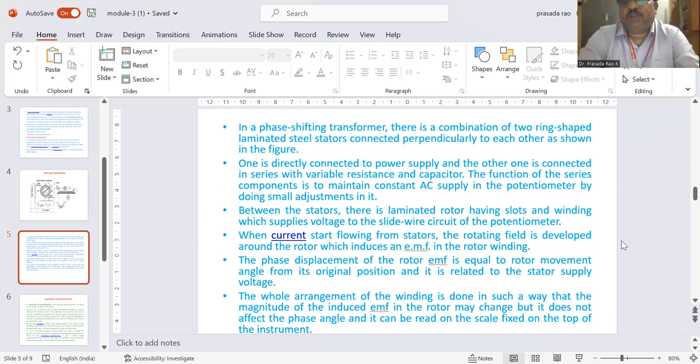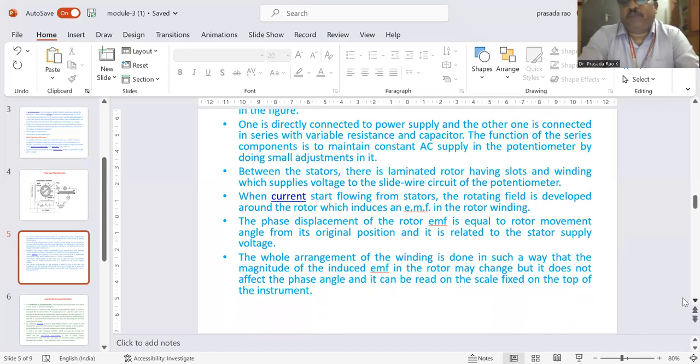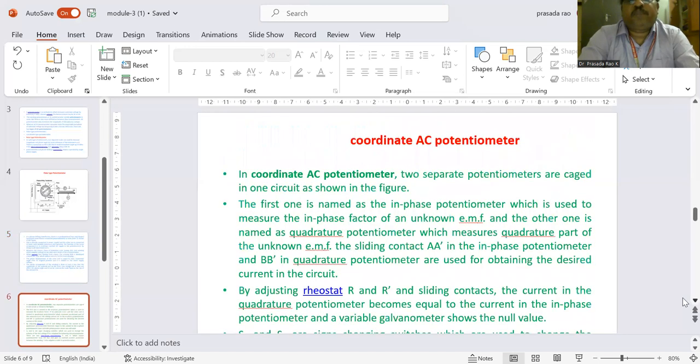The phase displacement of the rotor EMF is equal to the movement angle of the rotor from its original position, and it is related to the stator supply voltage. The whole arrangement of the winding is done in such a way that the magnitude of the induced EMF in the rotor may change, but it does not affect the phase angle, and it can be read on the scale fixed on the top of the instrument.